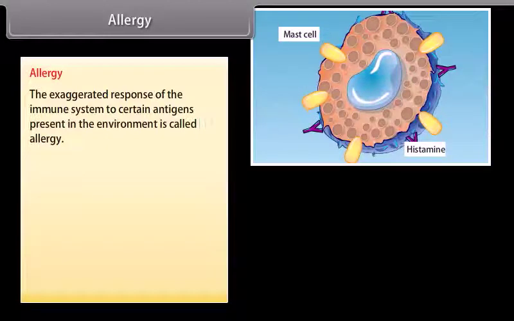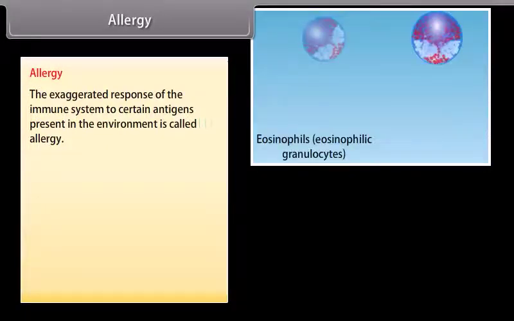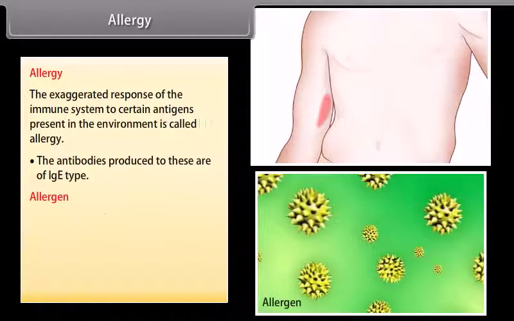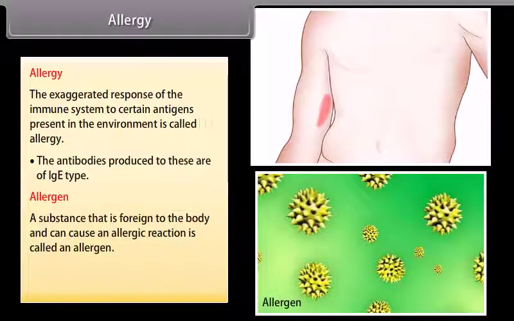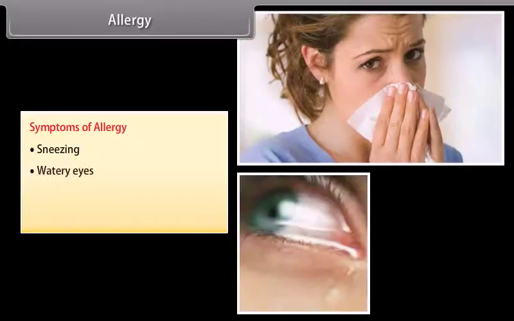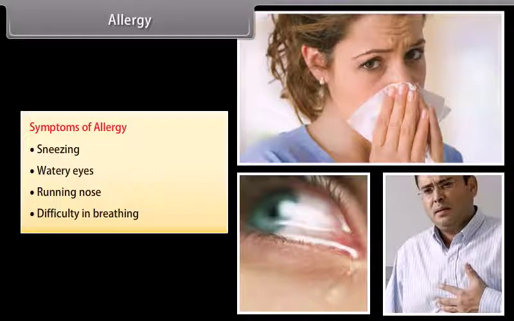Allergy. The exaggerated response of the immune system to certain antigens present in the environment is called allergy. The antibodies produced to these are IgE type. Allergen. A substance that is foreign to the body and can cause an allergic reaction is called an allergen. For example, mites in dust, pollens, animal dander, etc. Symptoms of allergy: sneezing, watery eyes, running nose, difficulty in breathing.